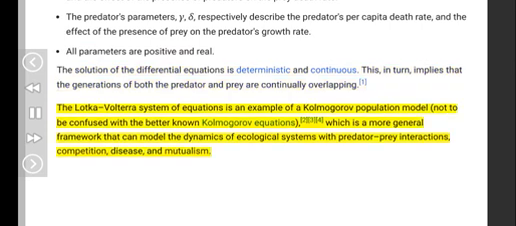The Lotka-Volterra system of equations is an example of a Kolmogorov population model, not to be confused with the better-known Kolmogorov equations, which is a more general framework that can model the dynamics of ecological systems with predator-prey interactions, competition, disease, and mutualism.